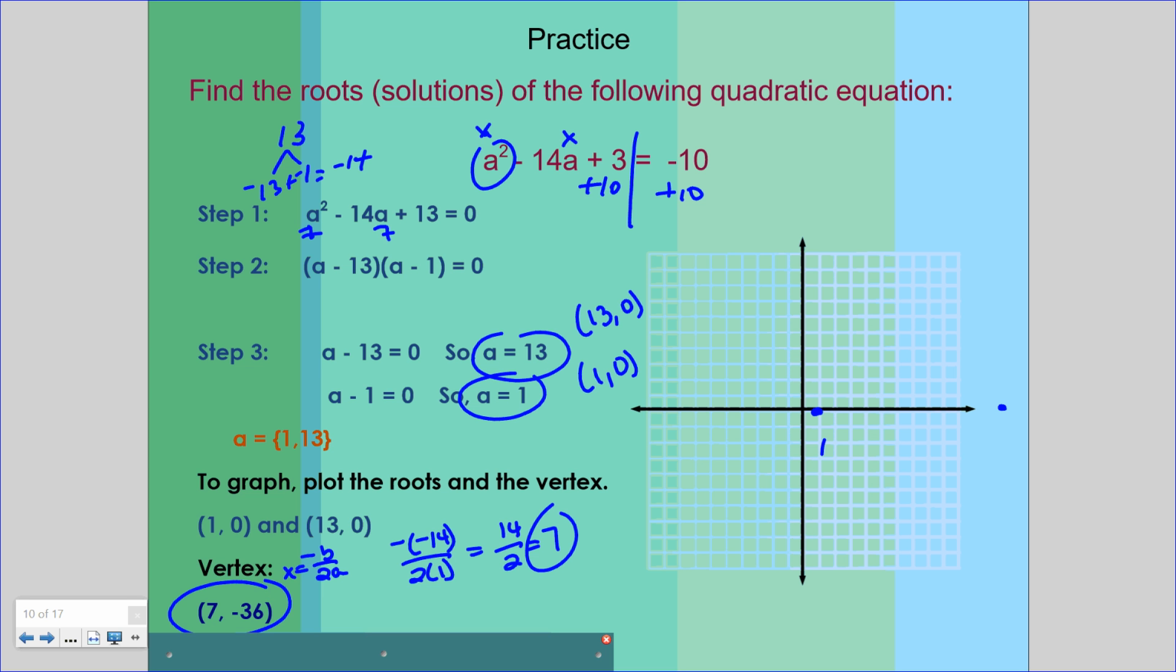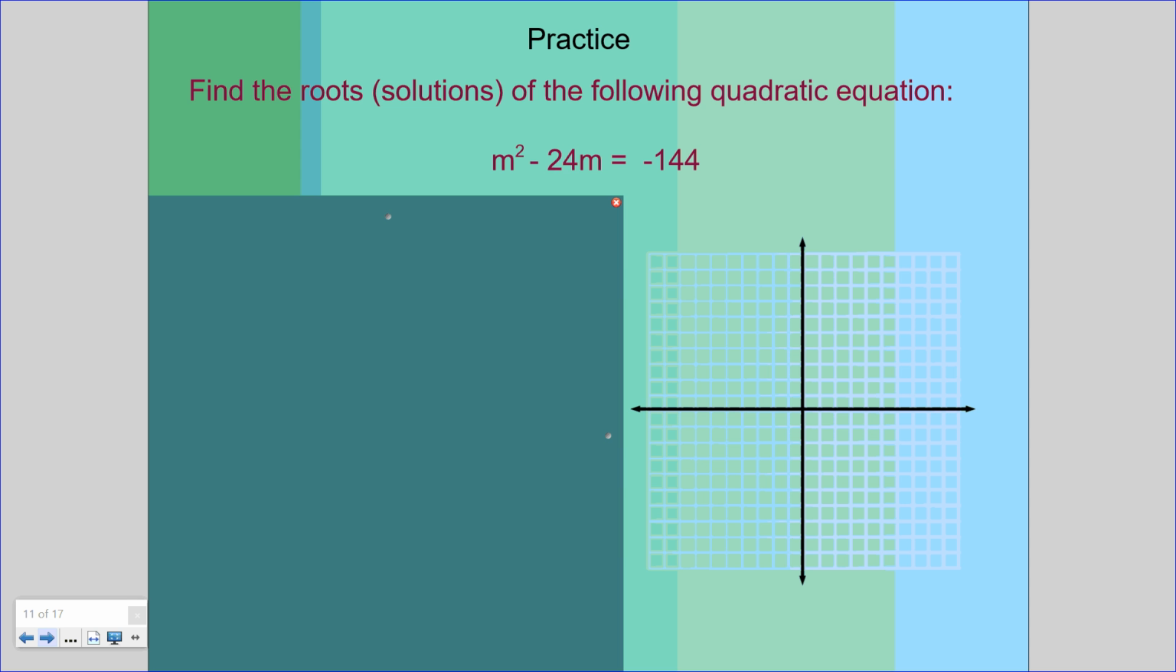We would substitute 7 in for x, or in this case a, everywhere in our equation and solve for y to get negative 36. So this is going to be at 1, 2, 3, 4, 5, 6, 7, way down here. I can't even fit it. But we would have a parabola that looks something like this. So nice quick sketch of that parabola. All right, here's your next one.